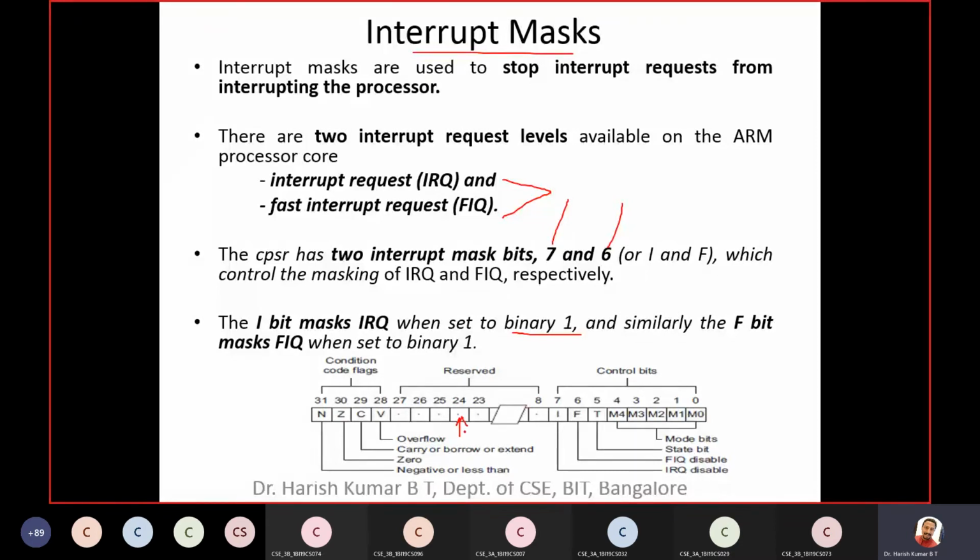These are the reserved bits, and in this we understood the 24th bit as the J bit, the Jazelle state bit, and then overflow, carry, zero, and negative. It is the same thing we understood earlier, just more detail. But our focus in this slide was on the interrupt masks, that is I and F, which I had explained earlier.